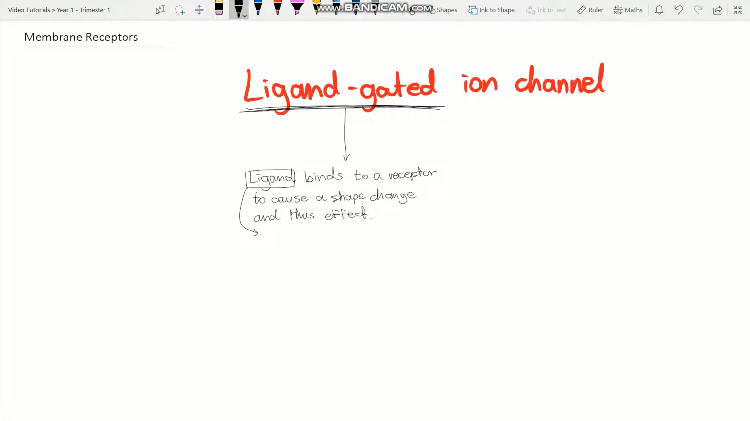So examples of ligands can be neurotransmitters, such as serotonin, steroid hormones, such as testosterone, and even pharmaceutical drugs.